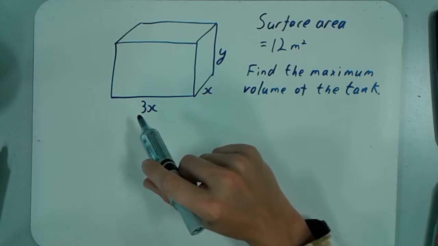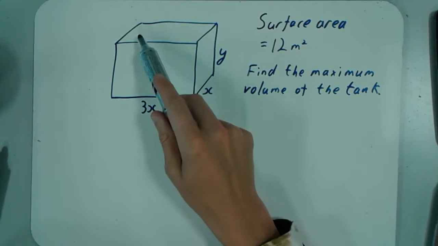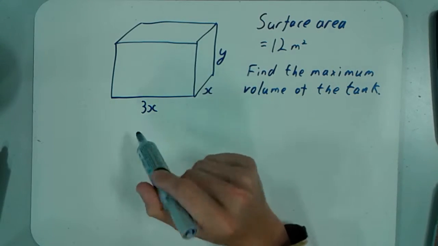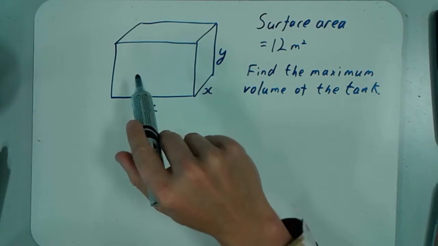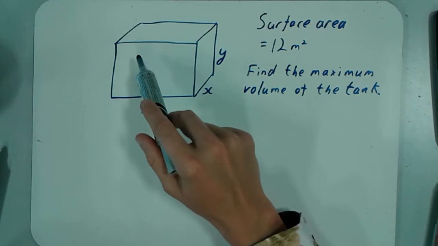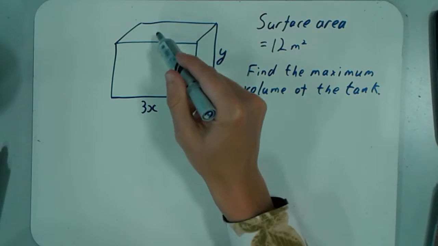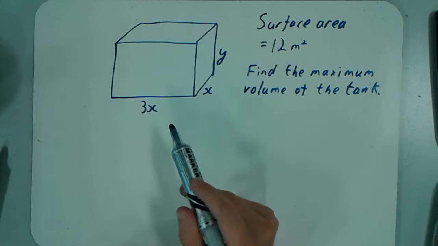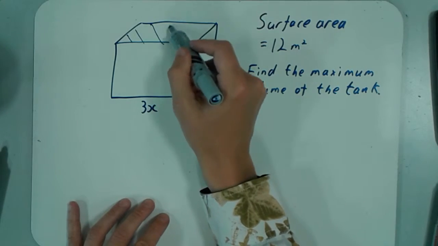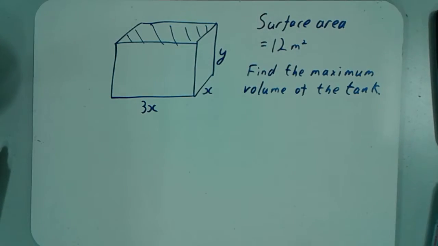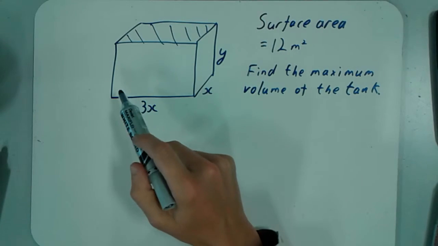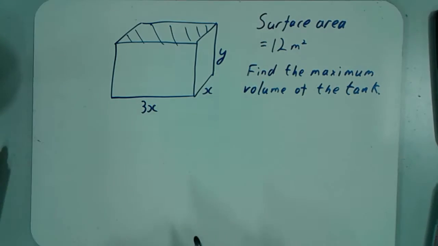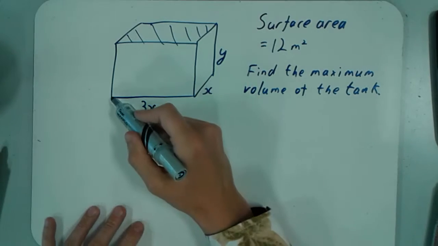We need to read the question very carefully because sometimes these tanks have lids on them and sometimes they don't. Let's assume in this case that our water tank does not have any upper surface, so it doesn't have a lid on top of the tank. If that were the case, so this surface here does not exist, how would we find its surface area? Well, we'd need to consider all of the faces on this tank. So let's just draw in those missing surfaces.